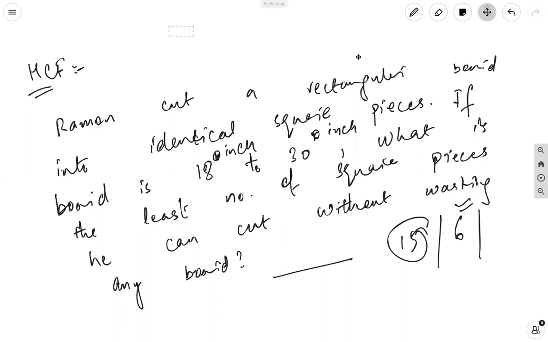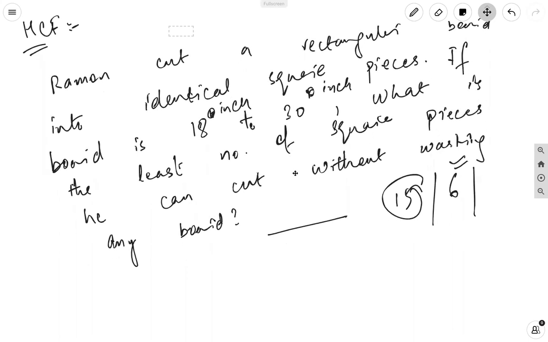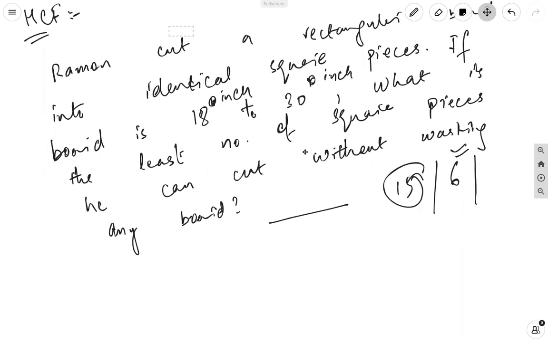So I will repeat the question. Raman cut a rectangular board into identical square pieces. If the board is 18 inch by 30 inch, what is the least number of square pieces he can cut without wasting any board? As we are not wasting any material, the length and width must be divisible by the side of the square which we are making. That is the HCF, the factor that evenly divides both numbers, right?